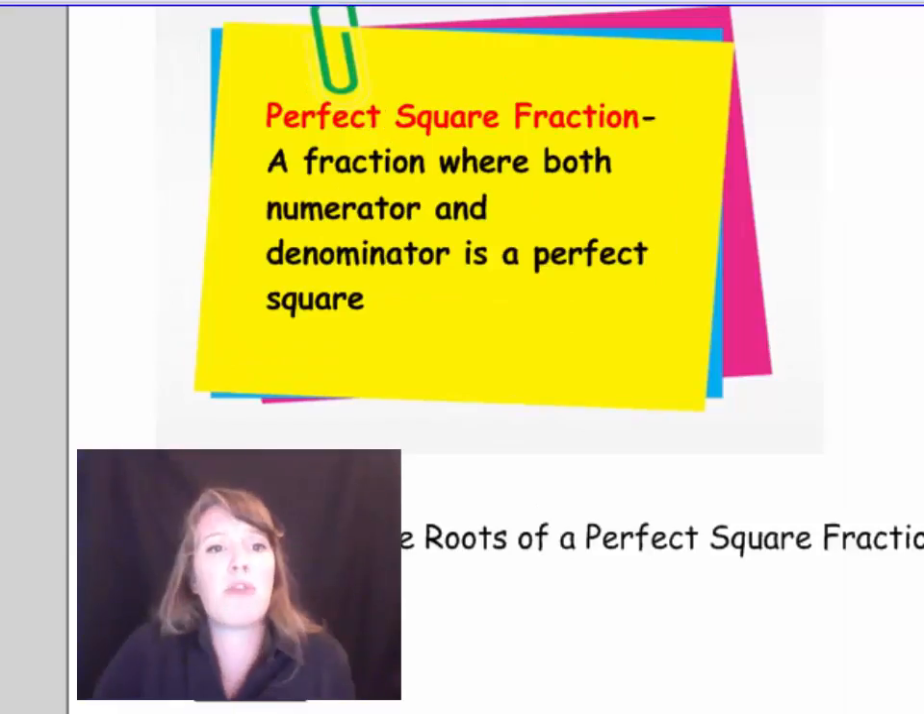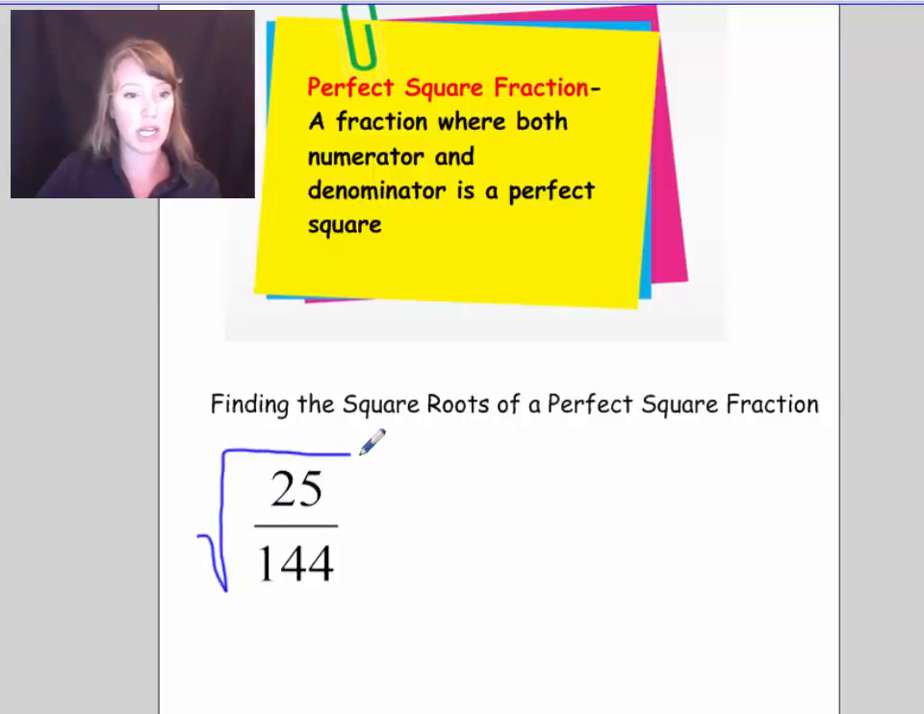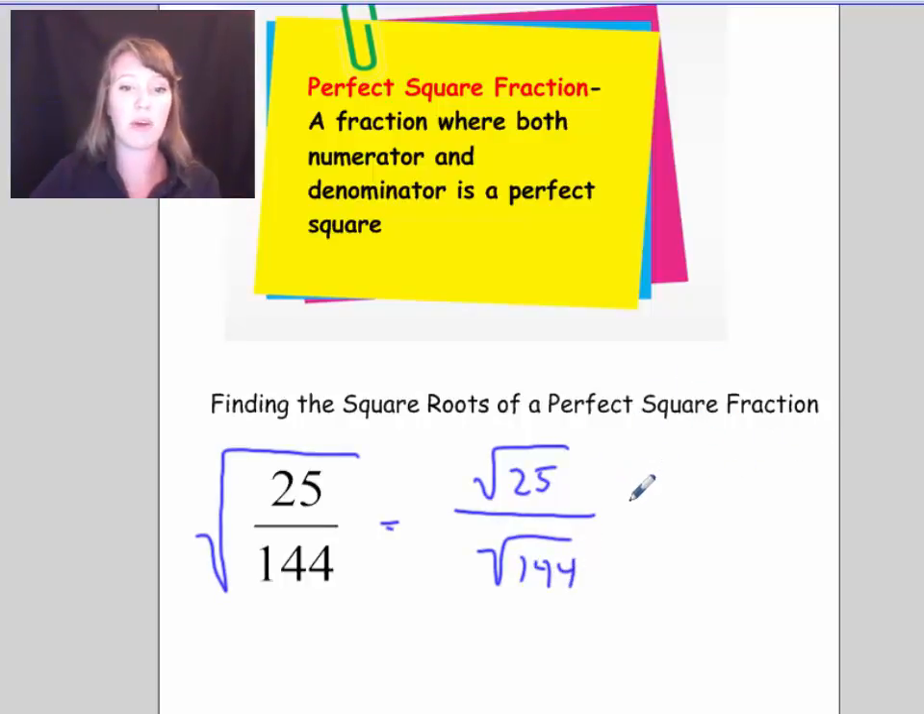Okay, let's talk about perfect square fractions. A perfect square fraction is a fraction where both numerator and denominator are perfect squares. So 25 is a perfect square and 144 is a perfect square. So finding the principal square root, you're going to take the square root of this fraction. What you can do is just separate it into the numerator and the denominator. That's a property of a square root, that you can divide it up into numerator and denominator. Then take the principal square root of both of them, which is 5 over 12.